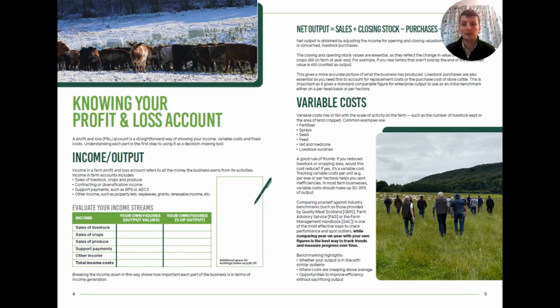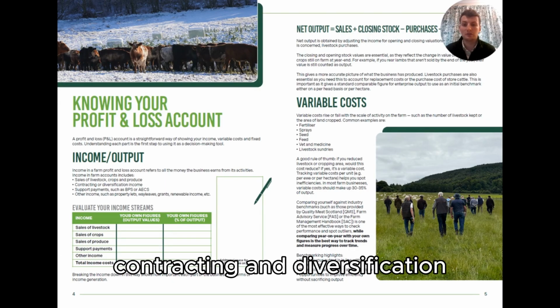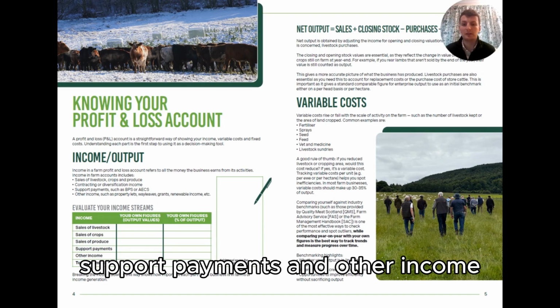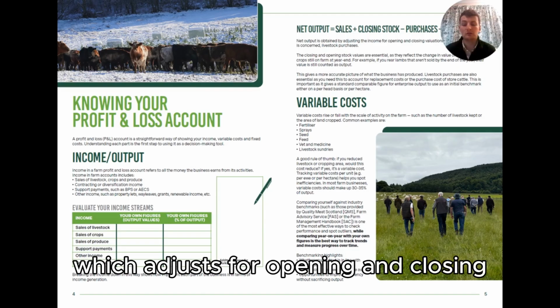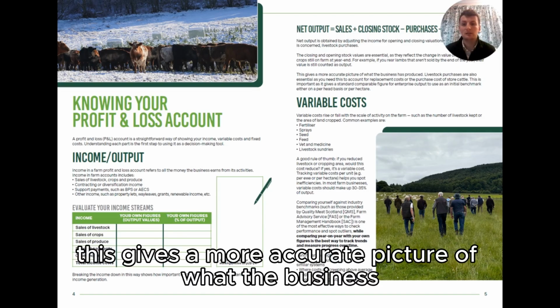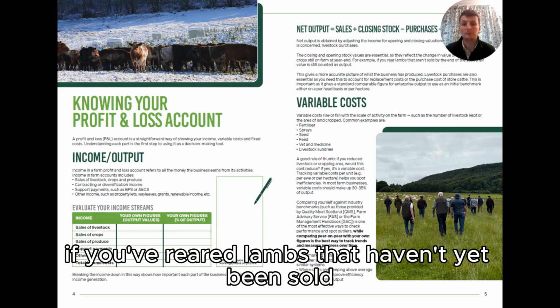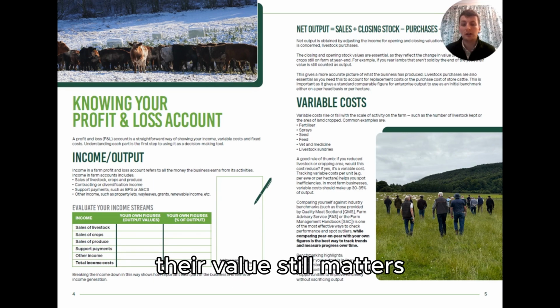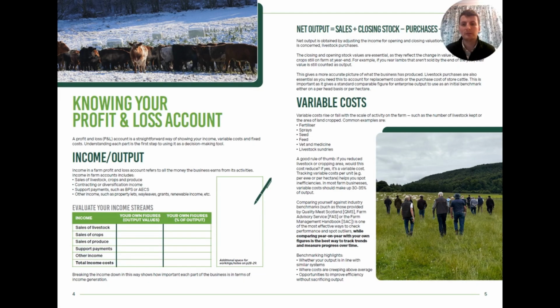Income and output. Income includes livestock and crop sales, contracting and diversification, support payments, and other income. But we don't just look at sales, we calculate net output, which adjusts for opening and closing stock and livestock purchases. This gives a more accurate picture of what the business actually produced in the year. For example, if you've reared lambs that haven't yet been sold, their value still matters. Net output allows meaningful comparison between years and between farms.